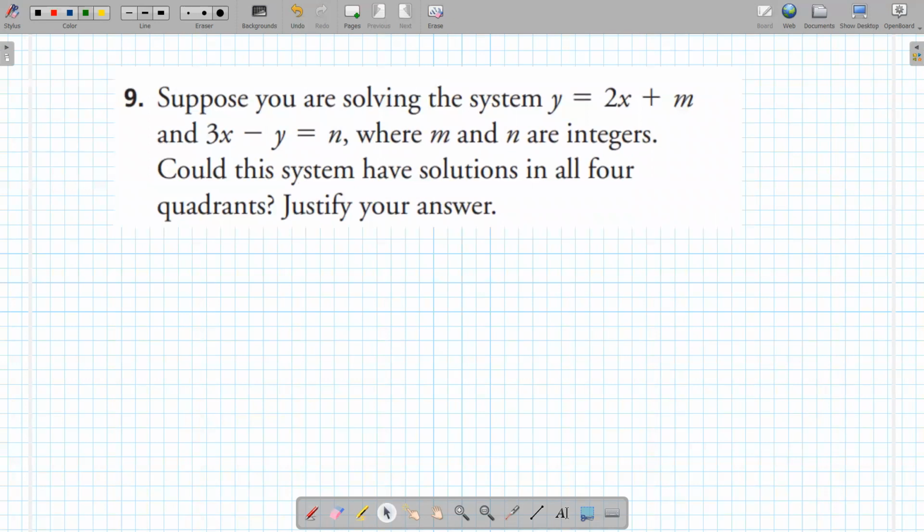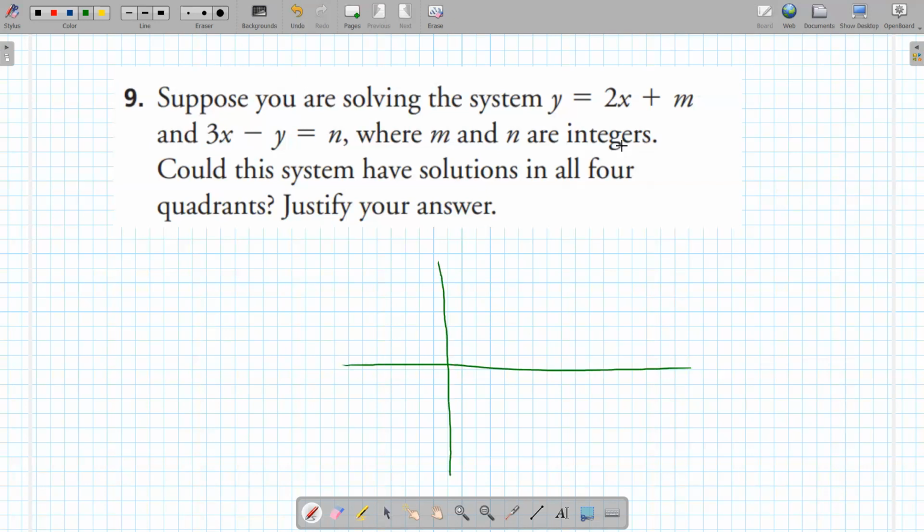So this is what we have here. Suppose you're solving the system this and this, where m and n are integers. So basically, the y-intercept is missing here. We don't know what that is. And you can't really solve these equations because there are 4 variables, but you only have 2 equations. You can only solve for the number of variables you have in those equations. So we can solve for x and y using 2 equations, but not x, y, m, n.